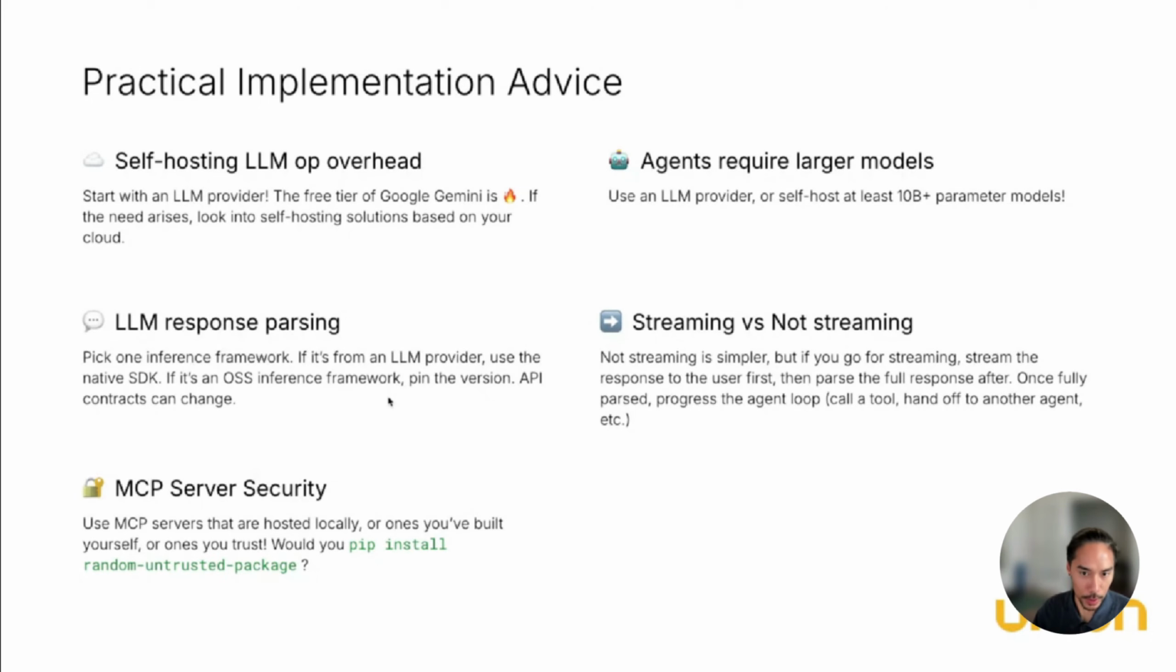I think this is useful because versions will change, and maybe the output, the IO contract, the API contract can change and break your current logic. So pin the version. Not streaming is simpler, so you might want to start with that. But if you do care about latency and user experience, go for streaming. And if you do stream, stream the output first, then parse that output and plug it back into the agent loop.